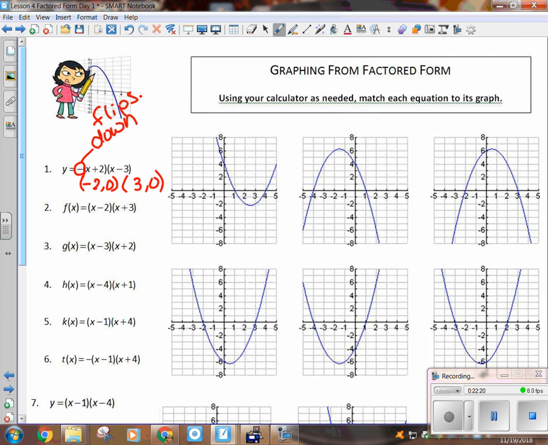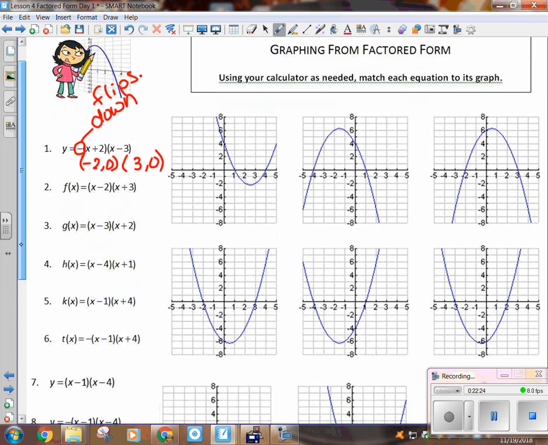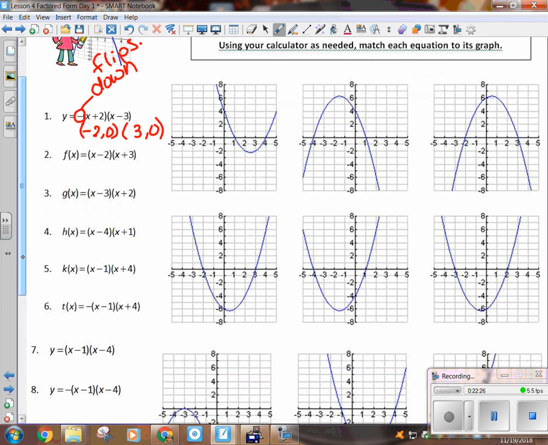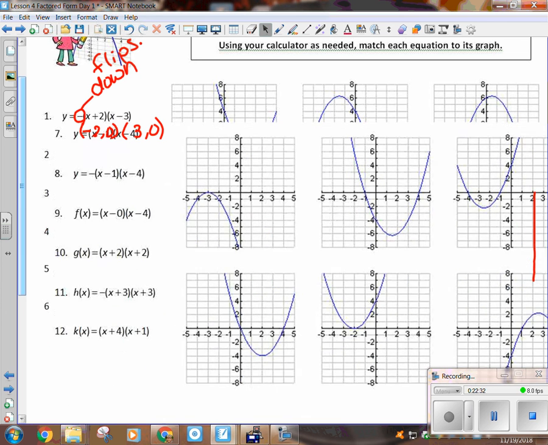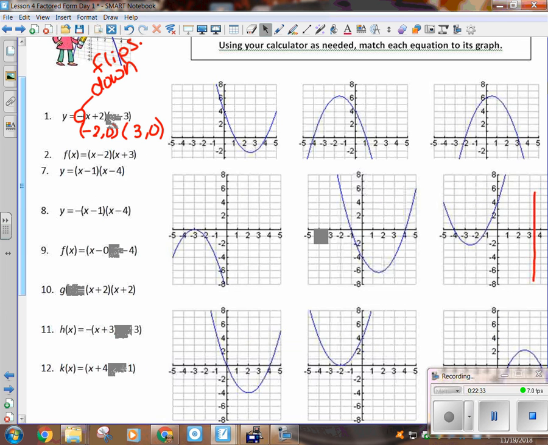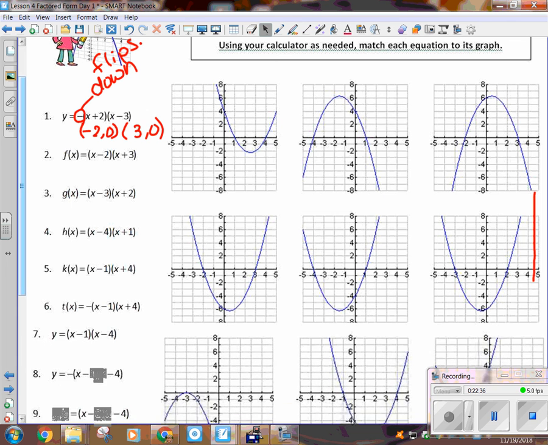Yes. When you get to the graph, I want you to put the number. So which one's turned down? This one turns down. This one turns down. There's one at the bottom turns down, right? Didn't need to do that, I guess.